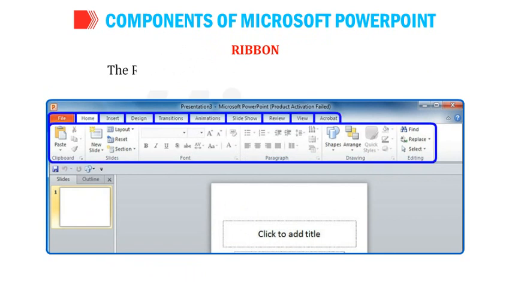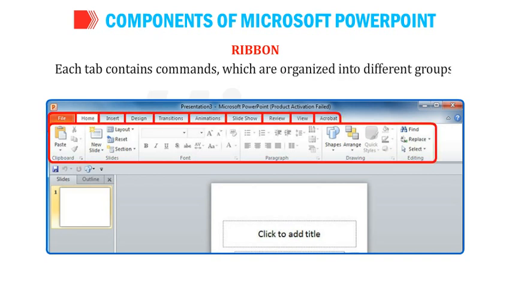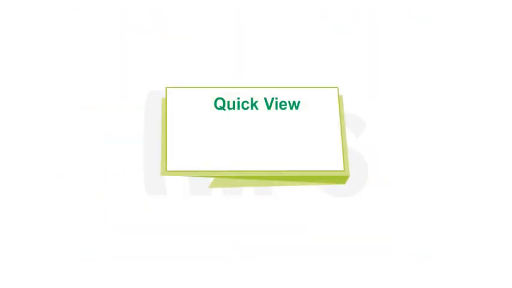Ribbon. The ribbon is placed at the top area of the document. It displays several tabs such as File, Home, Insert, Design, Transitions, Animations, etc. Each tab contains commands which are organized into different groups. Let us have a quick quiz. Where do you find the ribbon?